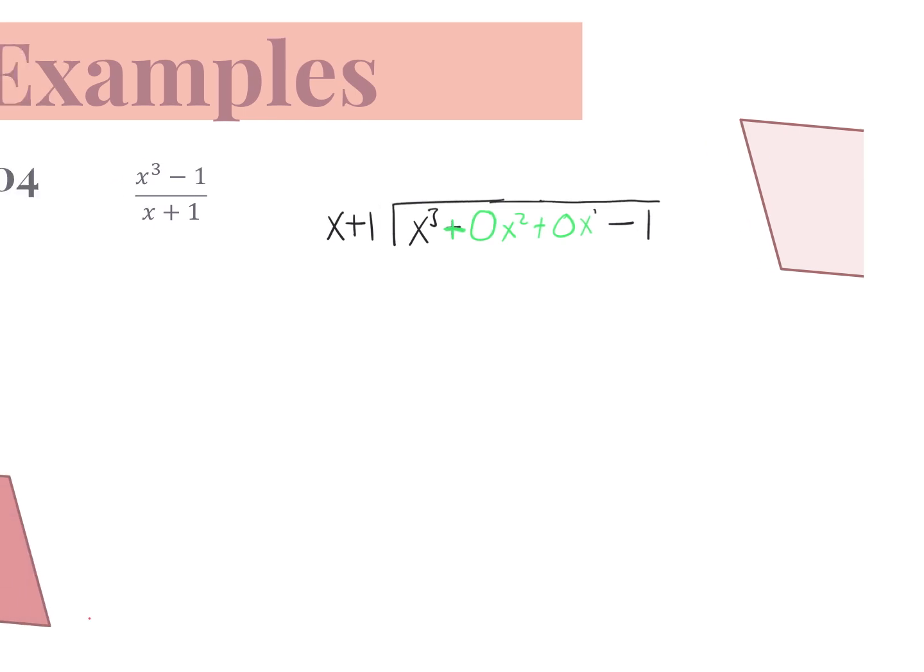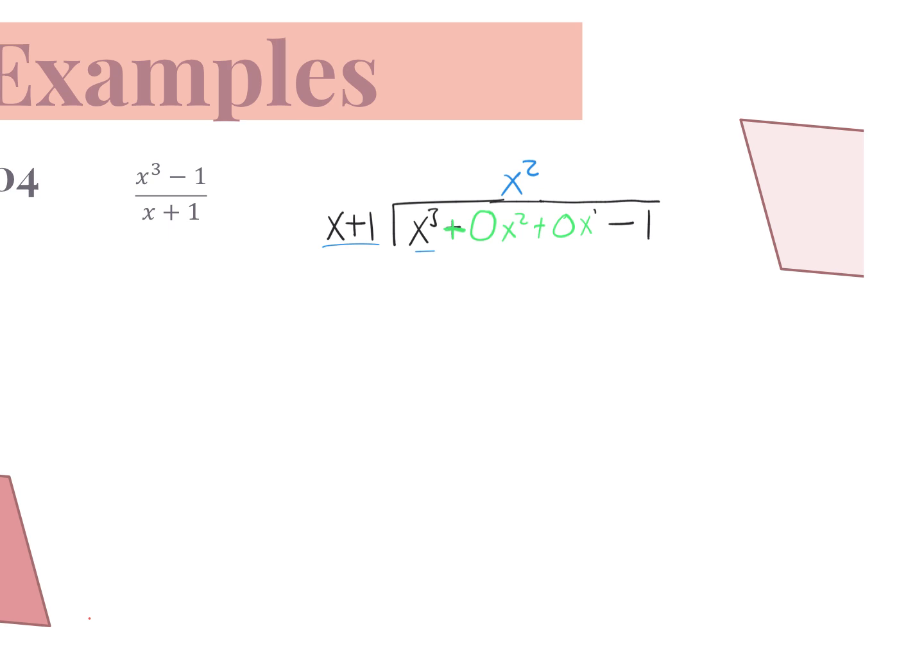I'm going to ask, what do I need to multiply x plus 1 by to get an x to the third, and it's an x squared. All right? So hopefully you can see now I want to be able to line these up just so that it looks a little bit more organized, because then you might confuse yourself. You're not going to have room to write the rest of the stuff.